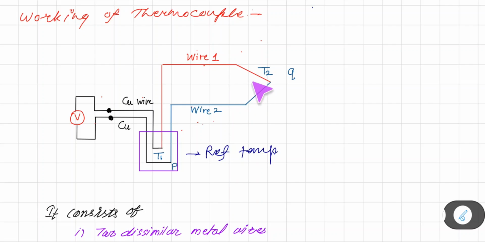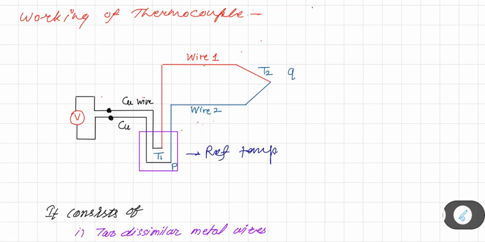But as the temperature of this junction, that means now this junction is at suppose a higher temperature and the other is fixed at reference temperature, between this junction and these points there is a change in temperature, and as we know, if there is a change in temperature, then there is a flow of current in the circuit.